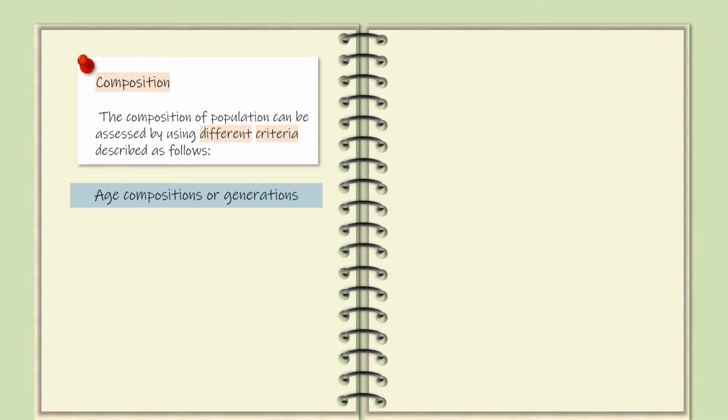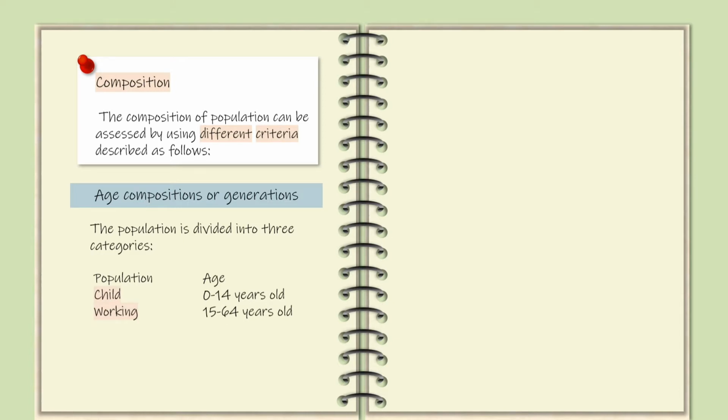Age compositions or generations. The population is divided into three categories. These are child, which is 0 to 14 years old, working, 15 to 64 years old, and aged, 65 and above. However, age bands such as 18 to 24 and 25 to 34 years old and above are great predictors of interest in some types of products.